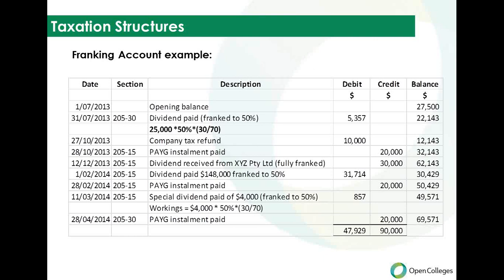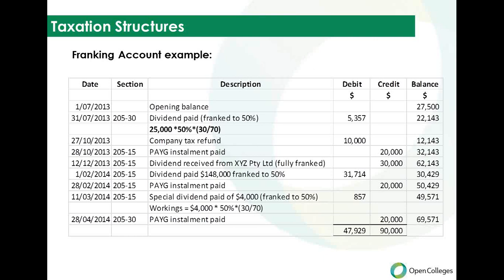You've then got the PAYG instalments paid of 20,000, a dividend received from another company which is fully franked, and a dividend paid of 148,000. Now just to note, for that dividend received, that's the franking credit related to the dividend. So it doesn't actually note that the dividend was the grossed up amount, but the imputation credit is the $30,000. Dividend paid of 148,000, again franked to 50%, creates a debit. A PAYG instalment paid of 20,000, another dividend paid of 4,000, so you can see it's just the imputation credit that comes out, and then another instalment paid, so at the end of the year, $69,571.